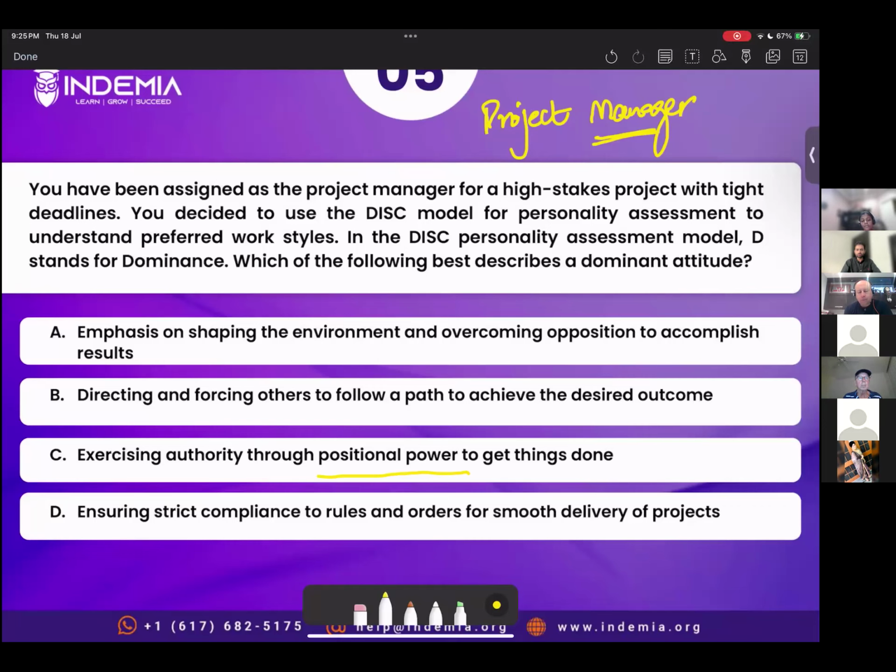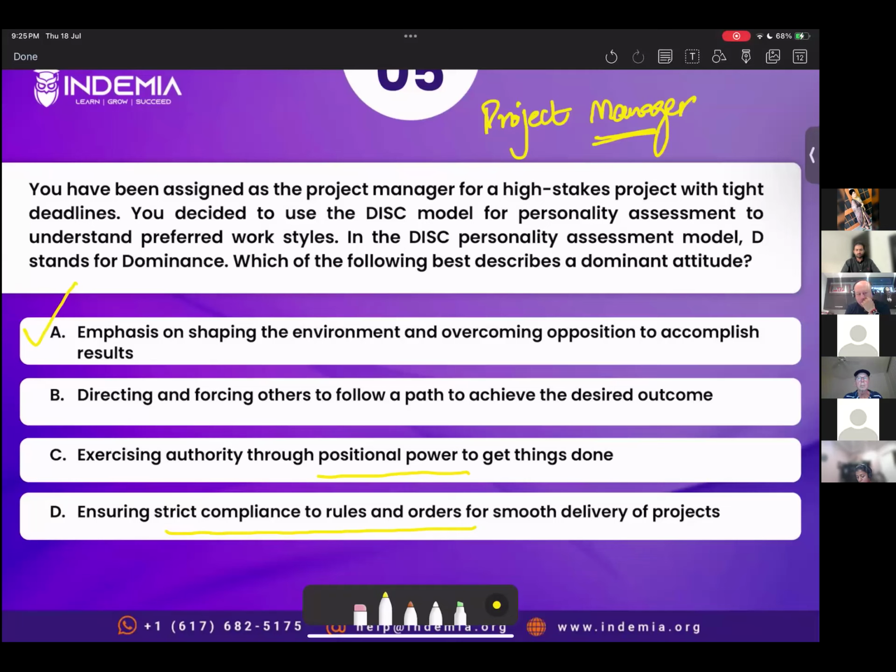Option D, ensuring strict compliance to rules and orders for smooth delivery. Again, this is not the only way. So the best choice is option A, emphasis on shaping the environment and overcoming opposition to accomplish results. So dominance is used in a positive connotation, right? You make sure that things are in your control and desired results are accomplished. At the same time, you are not exhibiting any negative behavior. So the correct answer is option A.